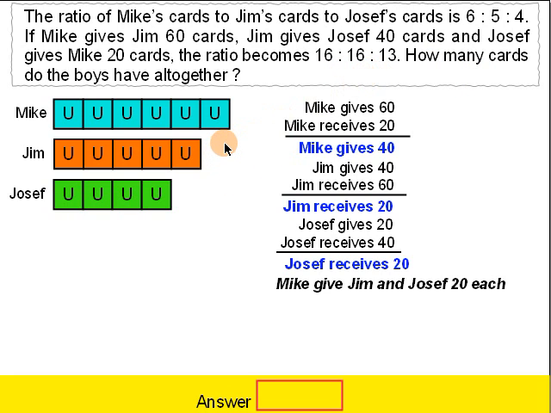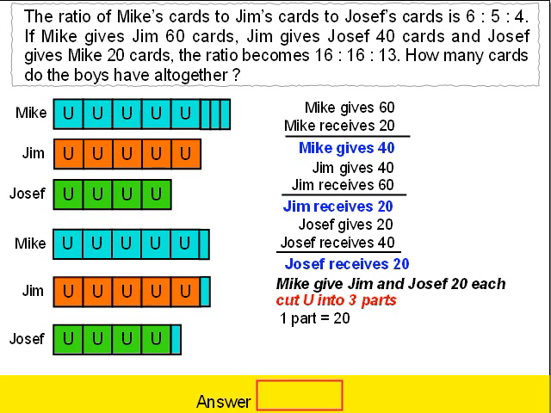So we can only take the difference between Mike and Jim now, which is the 1 unit, and cut it into 3 parts. Once we cut it into 3 parts, we know that 1 part is 20 because he gave away 1 part to Jim, 1 part to Joseph, which is 20 to each.